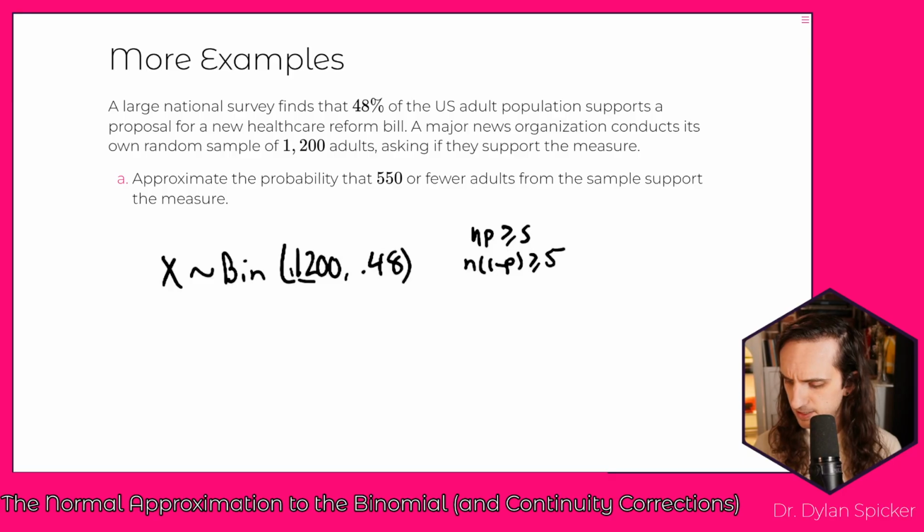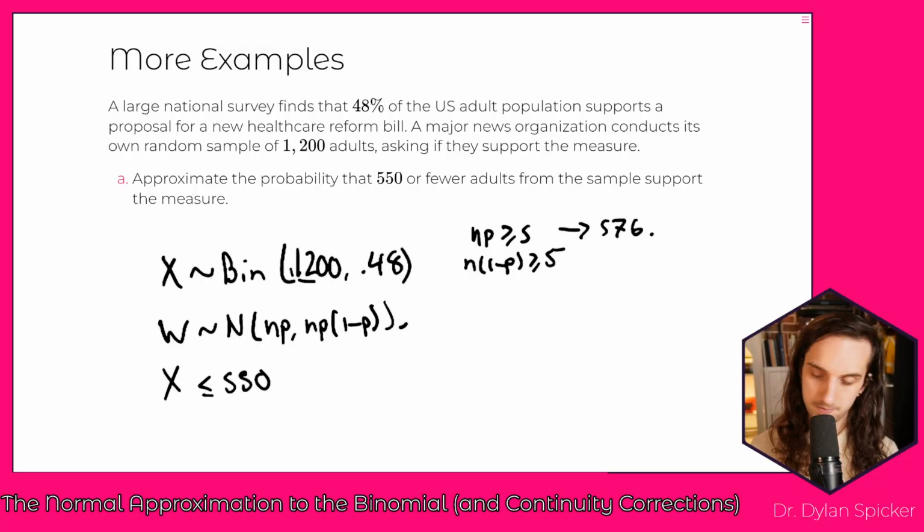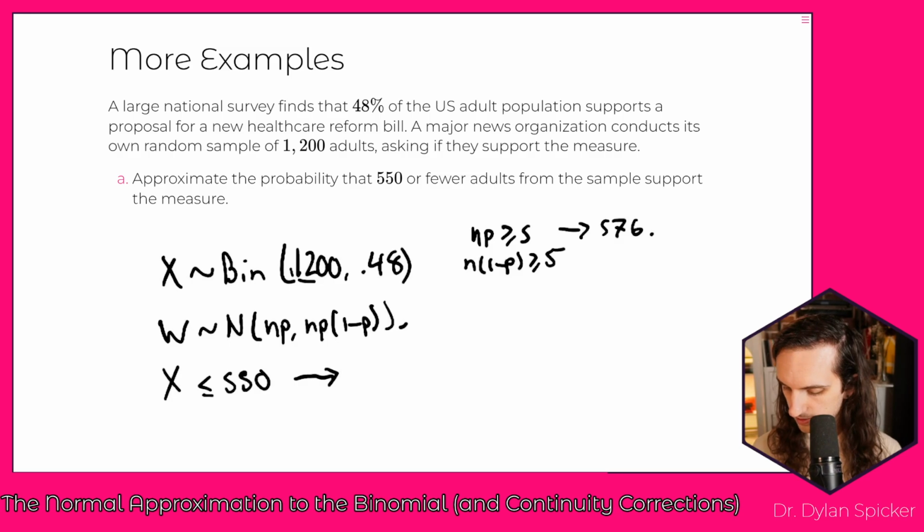I believe that n times p is something like 576, and so we are well over our 5 here. Then we need to work out what W is. W is going to be a normal, and the mean is going to be n times p, and the variance is going to be n times p times 1 minus p. Ultimately, what we want is an event that X is less than or equal to 550. This is going to correspond to W being less than 550.5.